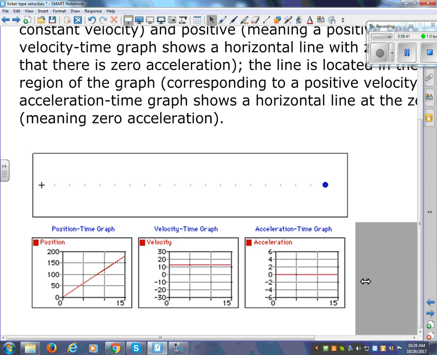Does that make sense? Give me the nod of understanding. Oh, I don't see a lot of nod of understanding. Are we good? Yeah? Okay. What's the next one? I still see people writing here. I'll pause for a second.